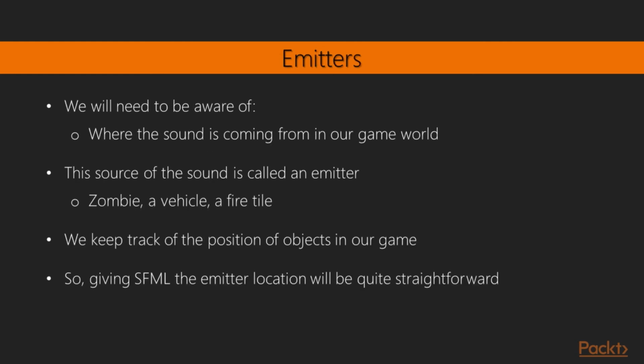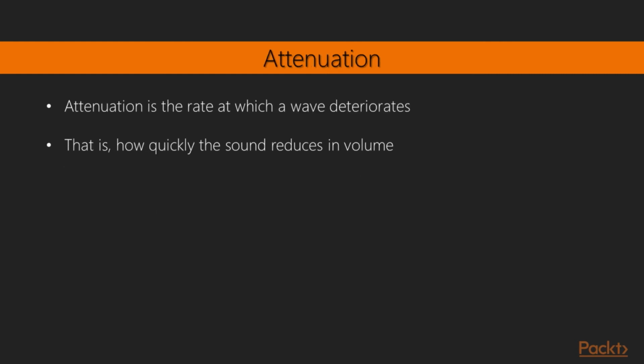Let's now take a look at emitters, attenuation, and listeners. We will need to be aware of a few pieces of information in order to give SFML what it needs to do its work. We will need to be aware of where the sound is coming from in our game world. This source of the sound is called an emitter. In a game, the emitter could be a zombie, a vehicle, or in the case of our current project, a fire tile. We already keep track of the position of objects in our game, so giving SFML the emitter location will be quite straightforward.